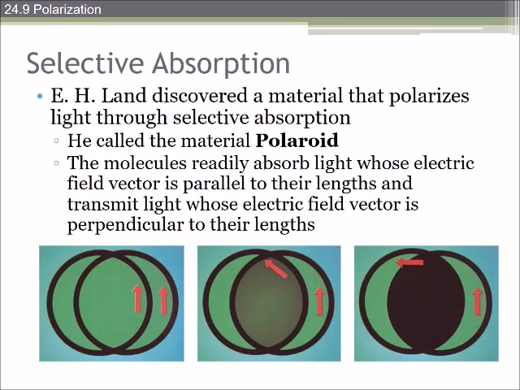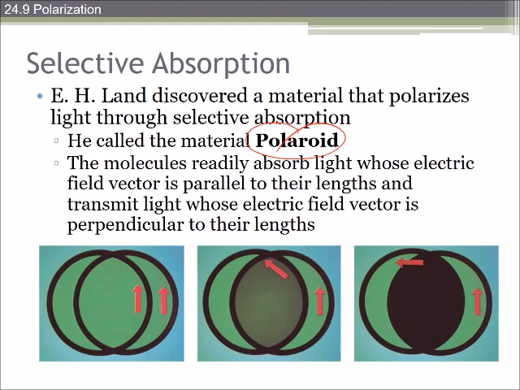The process of polarization was discovered by E.H. Land, and he discovered material that polarizes light, and so he called these a Polaroid. These were developed much before the company Polaroid was invented, and they kind of borrowed the name. Some molecules readily absorb light whose electric field vector is parallel to their lengths, and then transmit others.